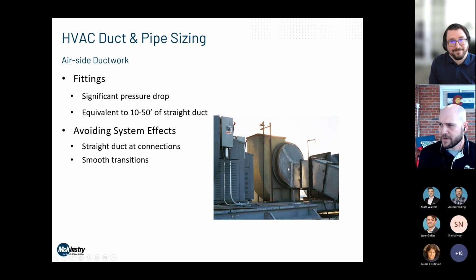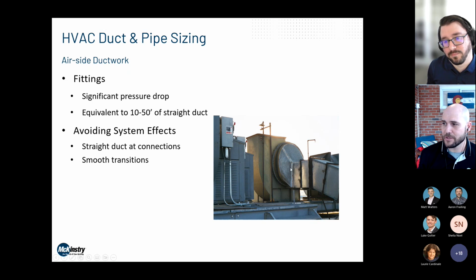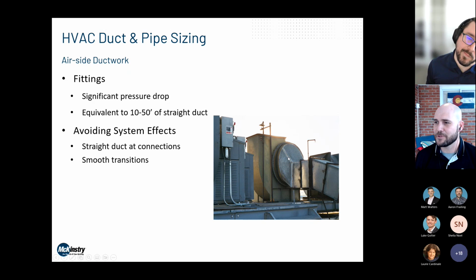Valid question. Sorry, one thing I want to highlight here is how terrible this duct connection is. It's going into a fan connection, and it's an abrupt connection. There's no sort of transition between the two. But yeah, that's a particularly egregious example here.